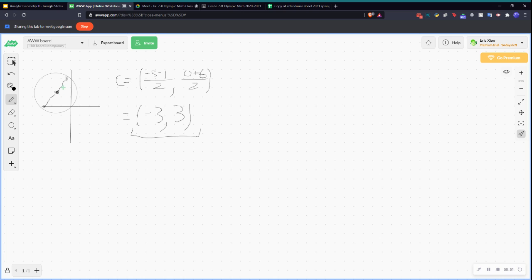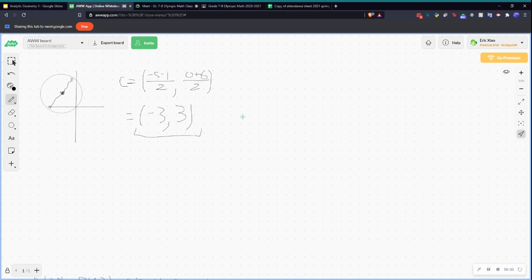Now what we want to do is find the length of the radius. So the diameter is always twice the length of the radius. Remember that? So if you want to get the length of the radius, we just divide the length of the diameter by 2. And we can find the length of this diameter by doing the distance between these 2 points. So let's do that quickly.